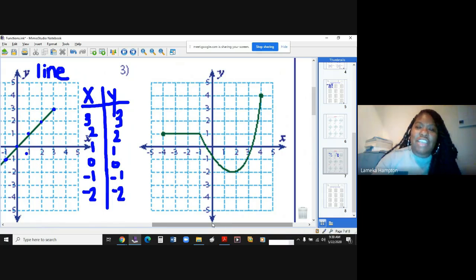Remember, I'm trying to keep these videos as concise without rushing as possible. I believe in good quality content. I also believe in making sure that I thoroughly explain why things work the way that they work, okay? So again, pause this video right now, and I want you to determine whether or not this is a function.